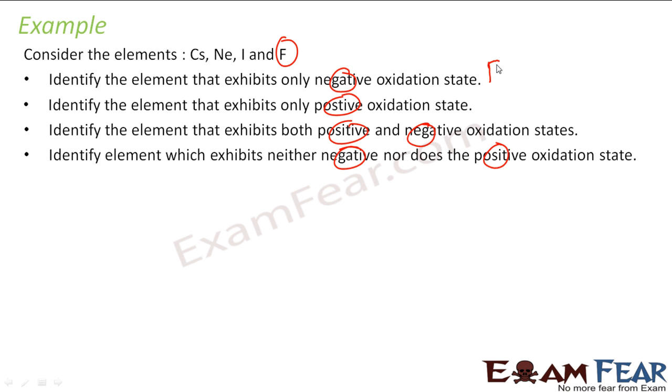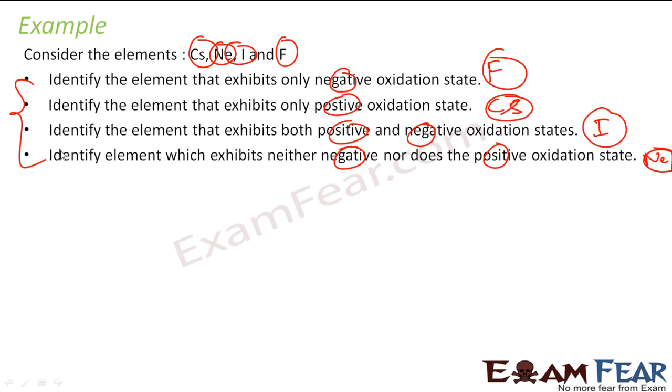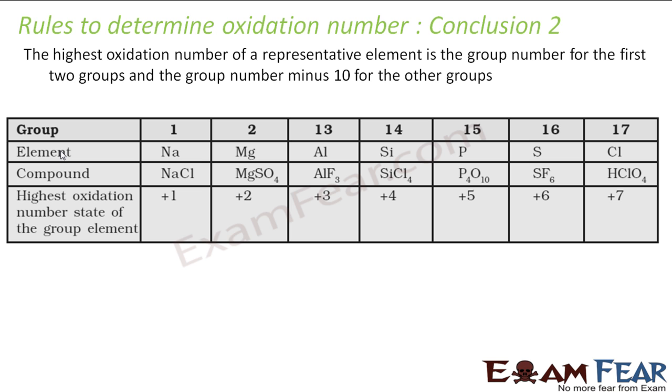So for negative, if you see, fluorine is the one which is always negative. Positive, if you see, Cs is the one which is always positive, right? Positive and negative, iodine, it has -1, +1, +3, from the last table which you saw. And neither positive nor negative is neon, the inert gas. This is my answer. So we can tell this answer from the last table which we have studied.